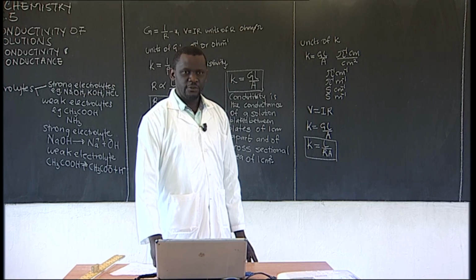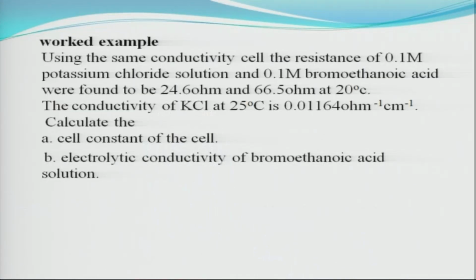Let's continue very quickly. Because we now know how to determine conductivity, we can calculate different questions about this topic. For example, using the same conductivity cell, the resistance of 0.1 molar potassium chloride solution and 0.1 molar bromoethanoic acid were found to be 24 and 66.5 ohms. The conductivity of potassium chloride is 0.01164 per ohm per centimeter.